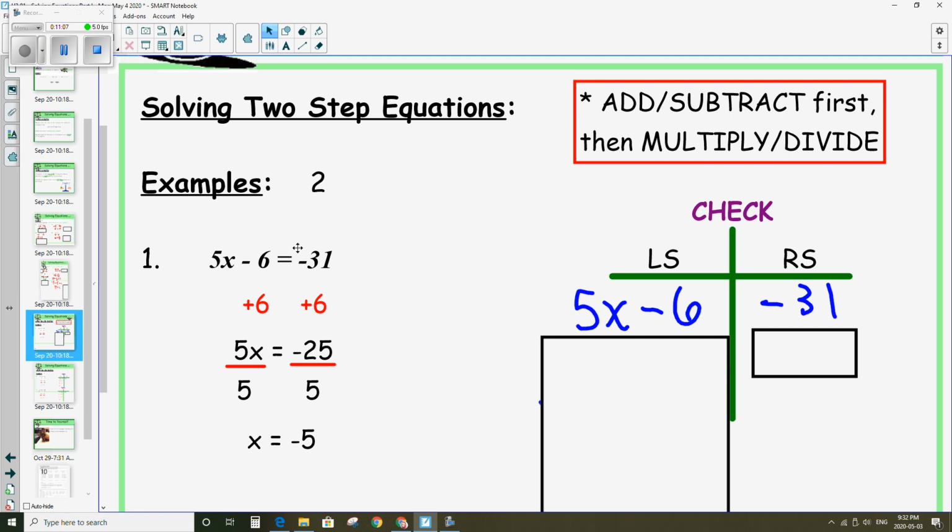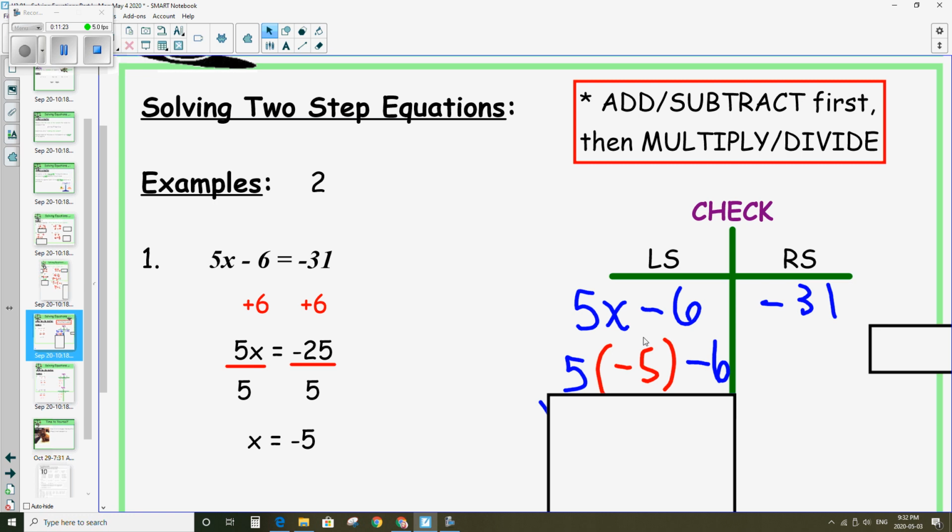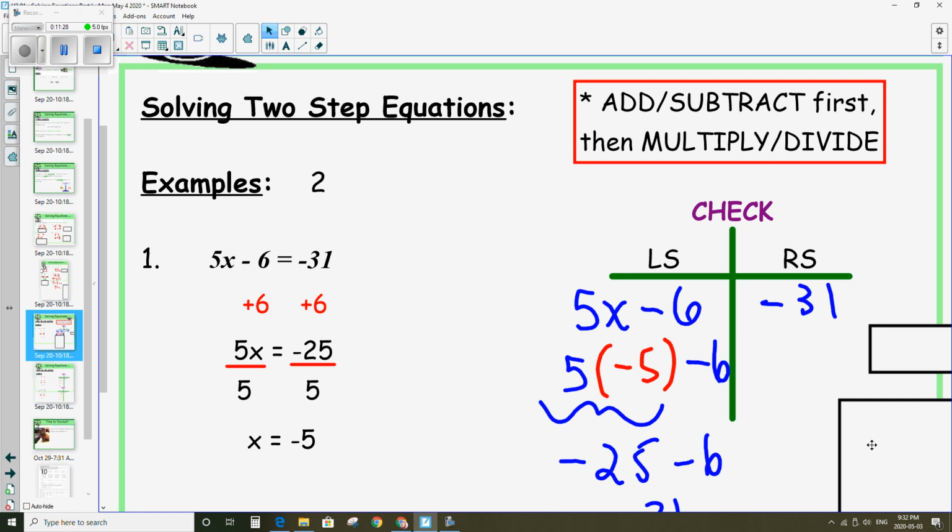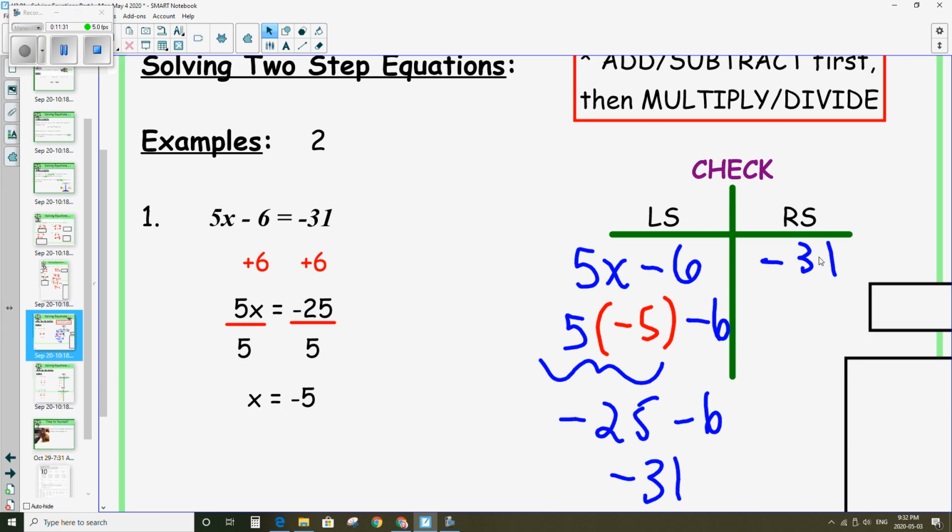And then under the right-hand side, I'm writing what's on the right-hand side of the equal sign, negative 31. And now I'm plugging in my answer in for the x, and working this out. See if I get negative 31. Okay, 5 times negative 5 would be negative 25, and then I subtract 6, and I end up with negative 31. This number here, the 31, doesn't have any meaning. It's not special. All we're looking for is, does the left side equal the right side? That is all I'm checking for, okay? And it is, which means it's equal.